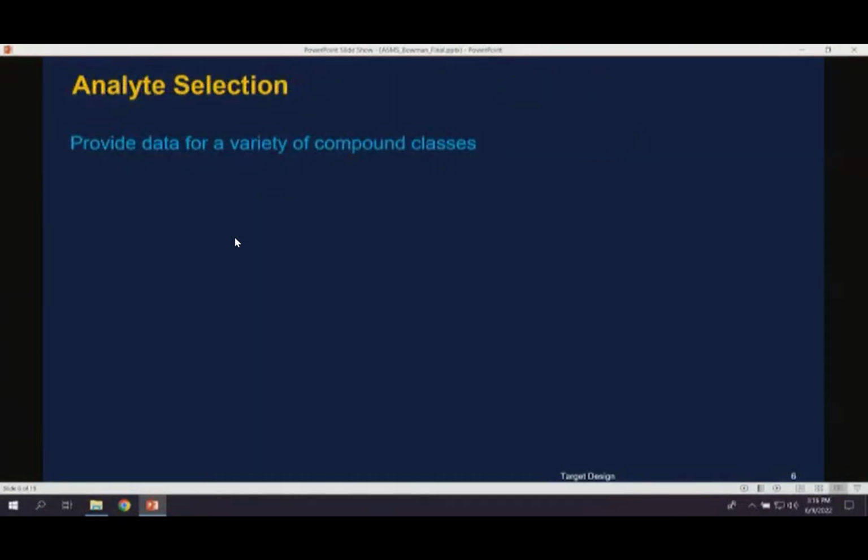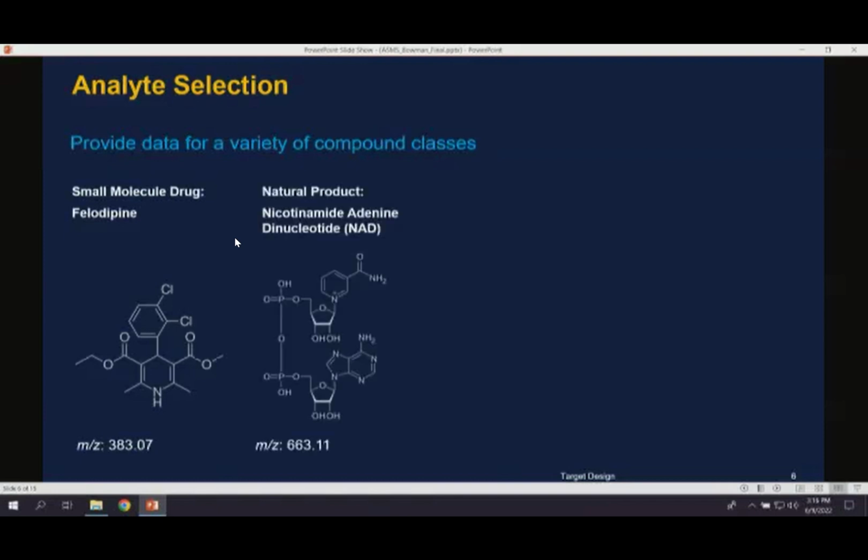So for analyte selection, within AbbVie, we wanted to provide data for a variety of compound classes. So one of the most important kinds are small molecule drugs. This is felodipine, which is a commercially available drug. That's about 383 Daltons. We also wanted to look at natural products. This is nicotinamide adenine dinucleotide at about 663 Daltons.